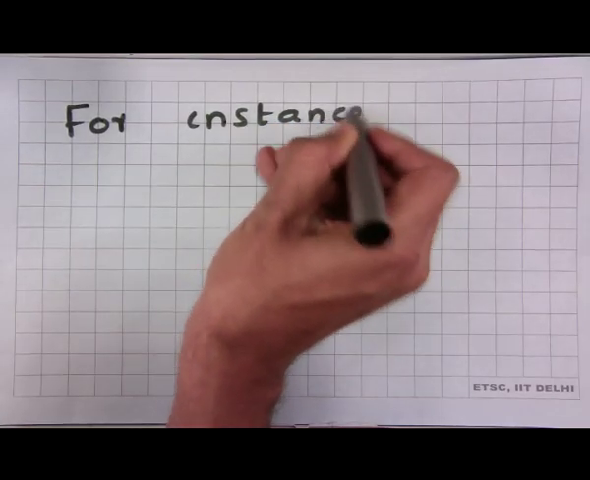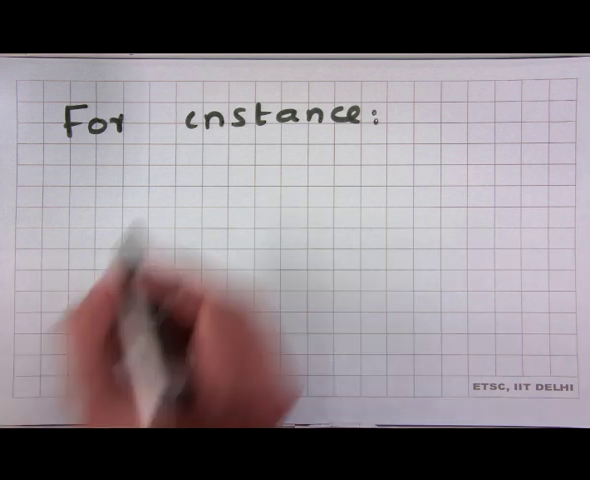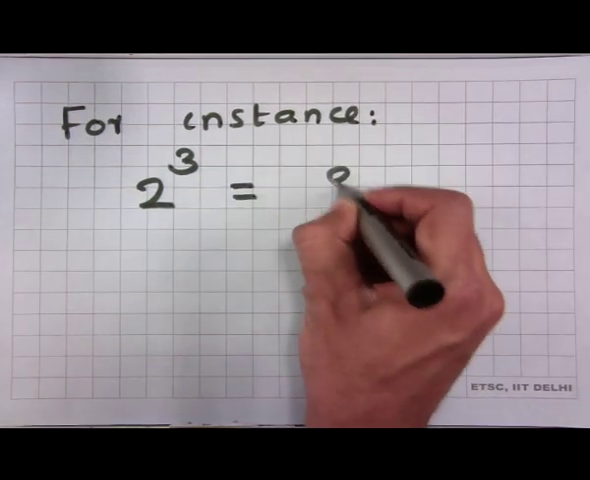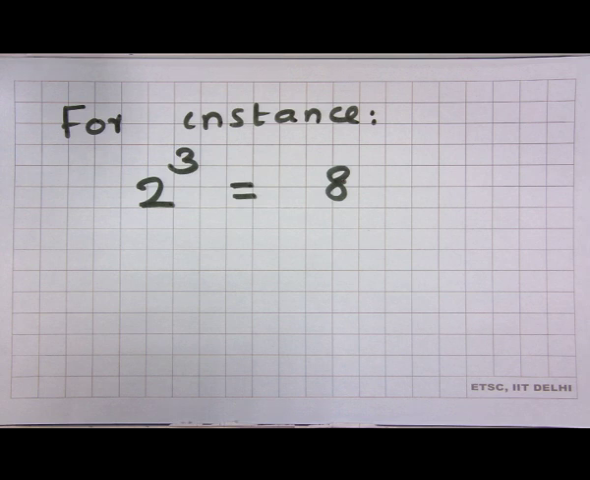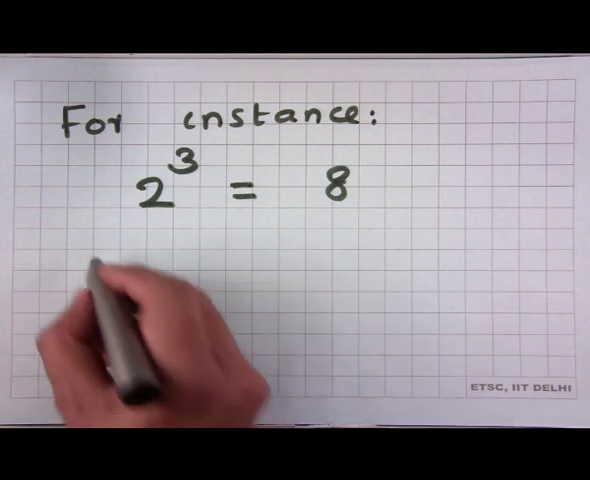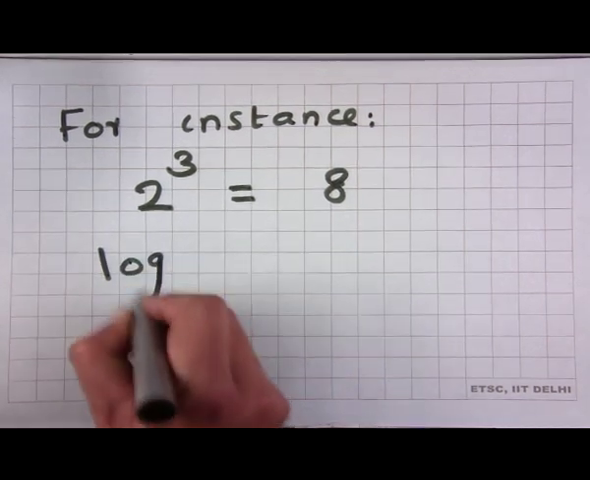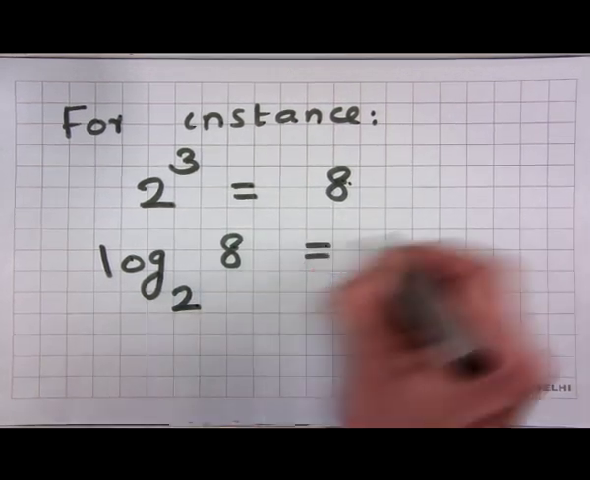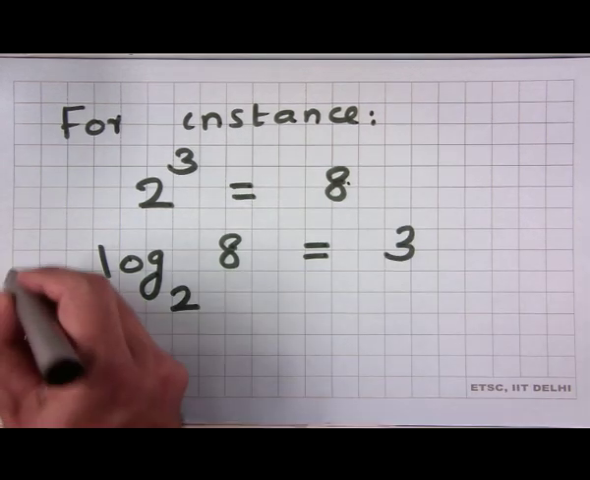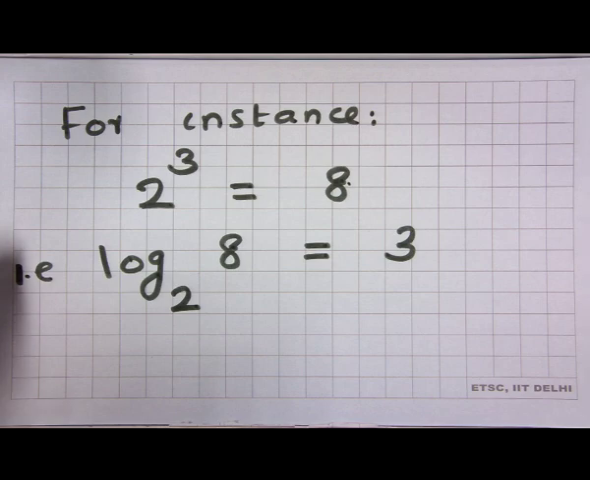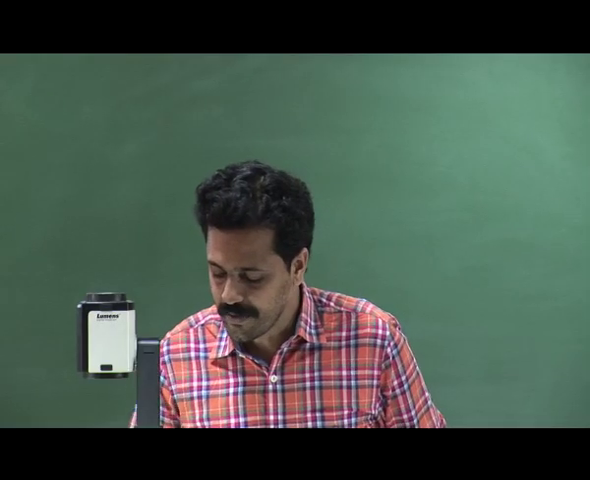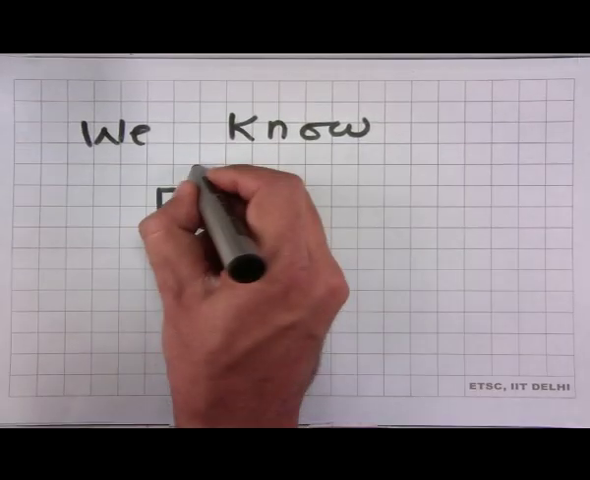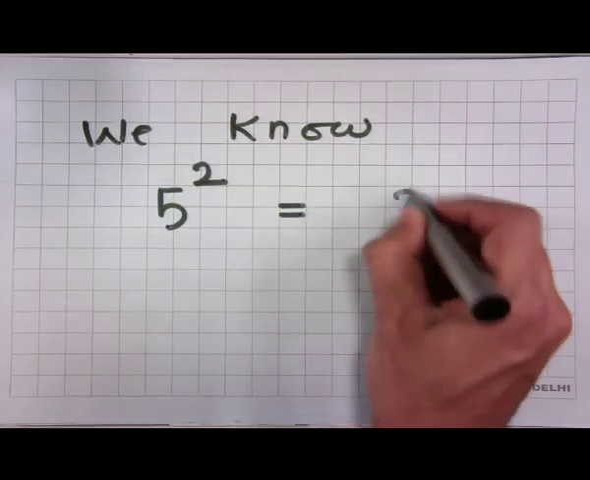For instance, we know 2 power 3 is 8. In logarithmic language, we say this: log of 8 to the base 2 is 3. As another example, we know 5 square is 25.